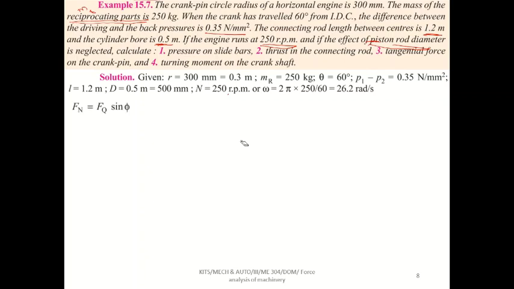First, pressure on the slide bars. For that, the formula is F1 equal to Fq into sin phi. First of all, while solving the problem, you have to write all the given data. Then you have to write what you have to find, all the questions: pressure on the slide bars, thrust in the connecting rod, tangential force on the crank pin, and turning moment on the crankshaft. All the four things you have to write. Then you have to write the formulas used.